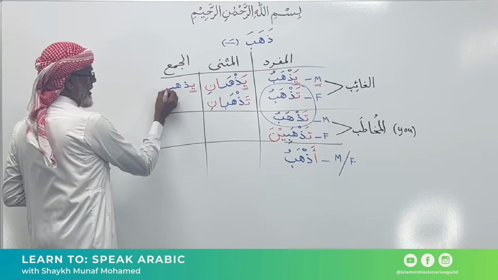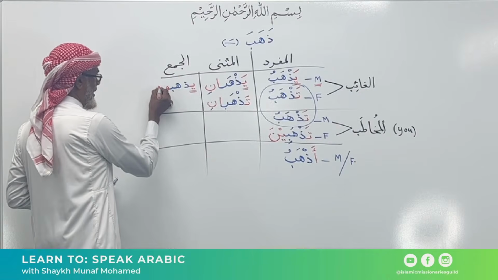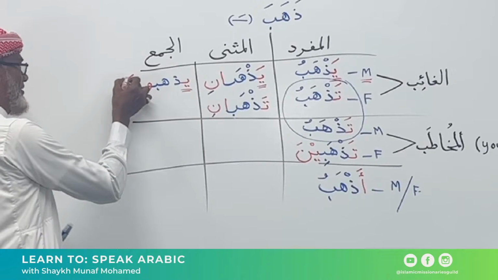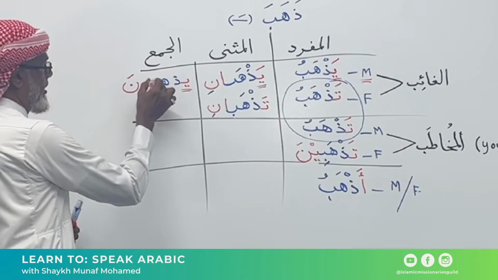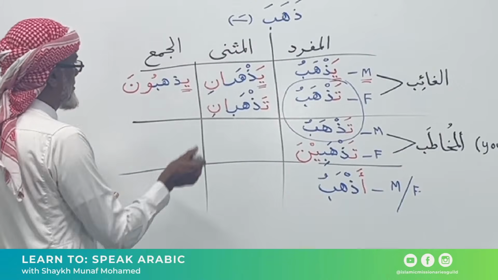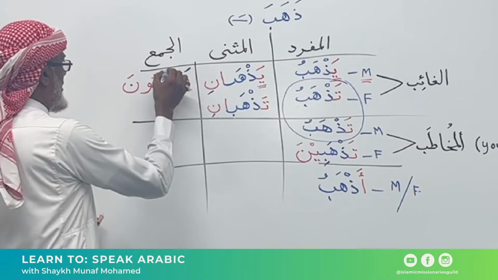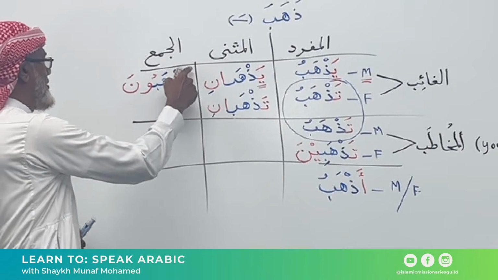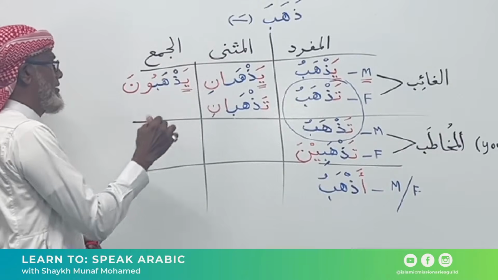And we have here now a waw and a noon. And the noon has a fatha. And the waw, the ba has a dhamma. All right? So it is يذهبون. All right? يذهبون. Put this in red.